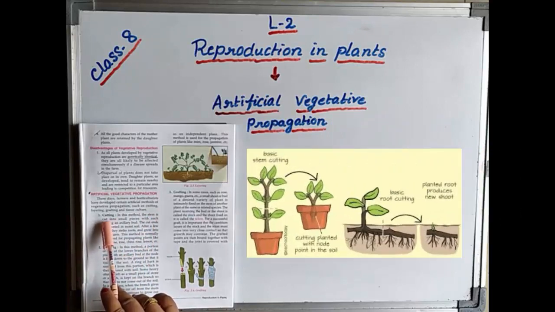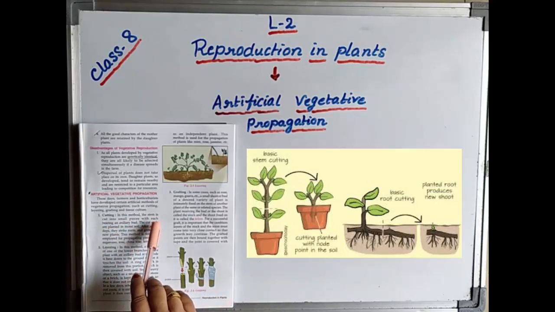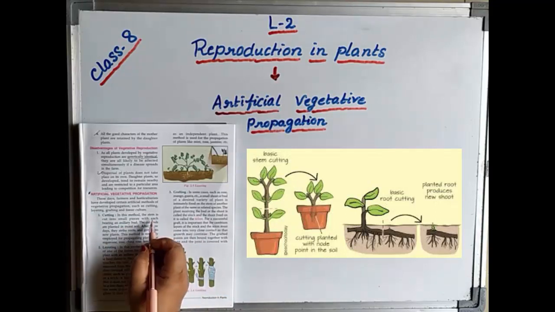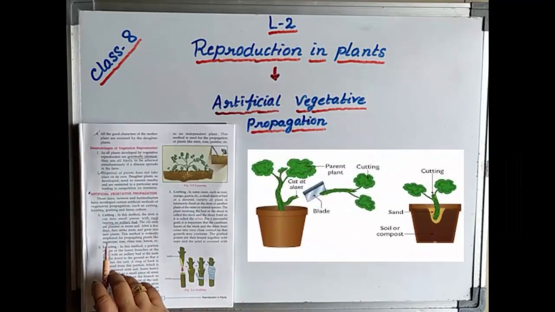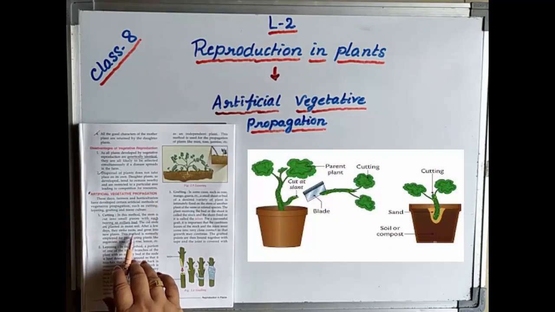First method is cutting. In this method, the stem is cut into small pieces, with each bearing an axillary bud. You have to underline this one: each bearing an axillary bud. The cut ends are planted in moist soil. After a few days, they strike roots and grow into a new plant.